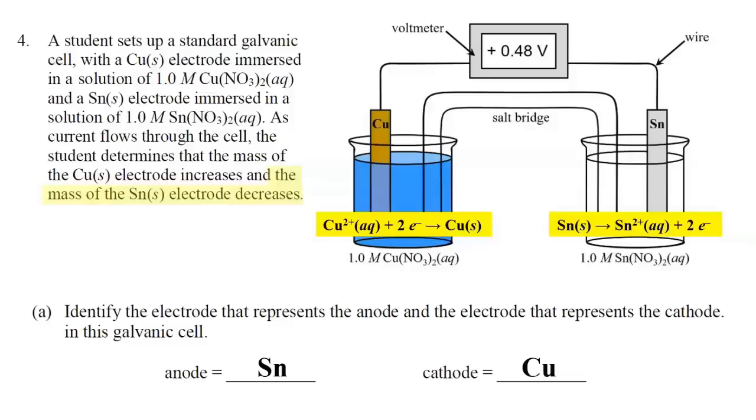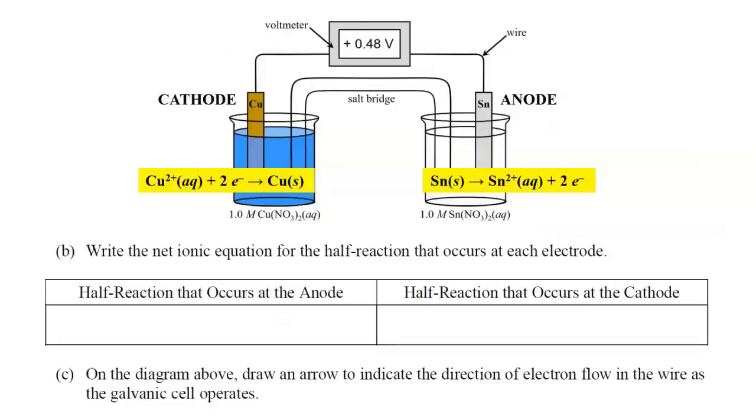All right, now let's move on to part B of this question. We already know what the half reactions are at each electrode. So for part B, write the net ionic equation for the half reaction that occurs at each electrode. So the half reaction that occurs at the anode would be the oxidation, where tin changes from 0 to 2+, so the loss of 2 electrons. And the half reaction at the cathode is the reduction, where copper is changing from +2 to 0, and that's gaining 2 electrons.